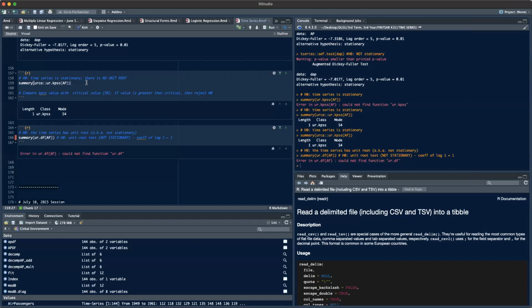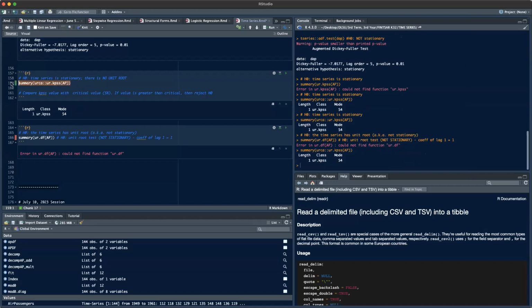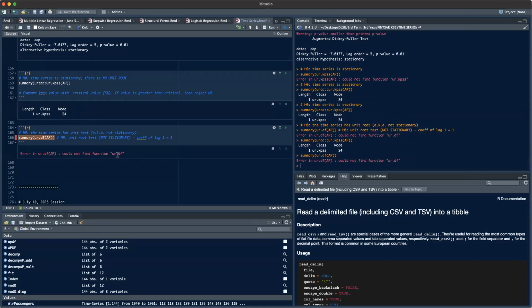Okay. Ayun po, sir. Is it visible po? This one po, yung KPSS. Ito po yung nag-run. Yan po. At the same time, sir, yung sa may DF po, hindi rin po siya nag-run on my end. Ayan po yung output. Could not find function.